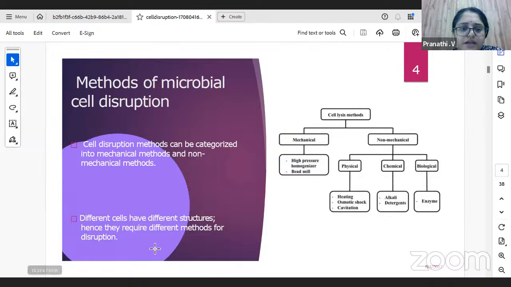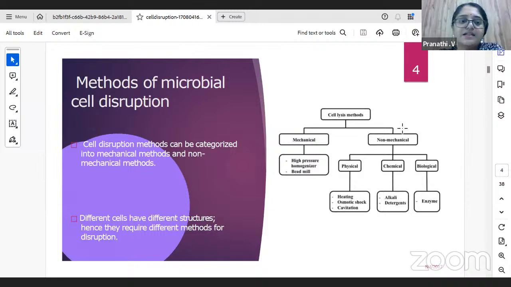And then you have, because different cells have different structures, your epithelial cells are different from your columnar cells. And in the tissue, liver tissue is going to be different from your muscular tissue or your brain tissue. Because of which you need different kinds of methods to extract the contents.